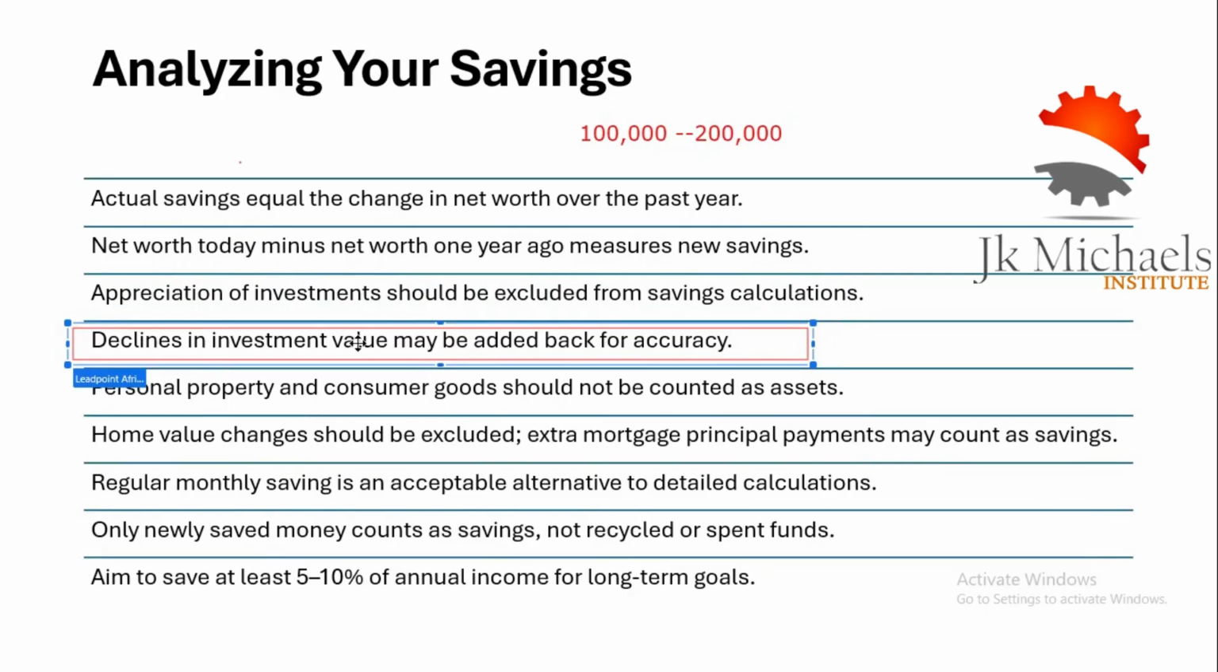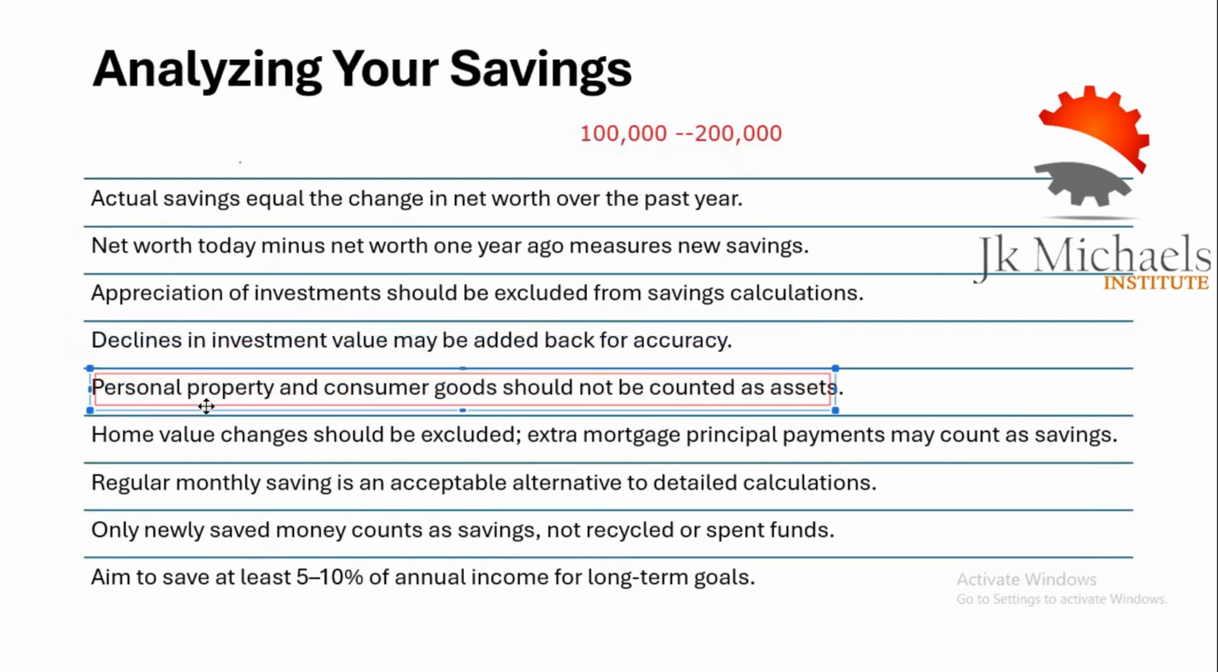So if there are declines in investment value, it does not measure your savings because even though your assets to liabilities ratio reduced, it reduced because your investments, instead of moving up to 200, fell down to 70,000. You want to make sure that you adjust that or you add it back so that you can properly measure your savings effectiveness.